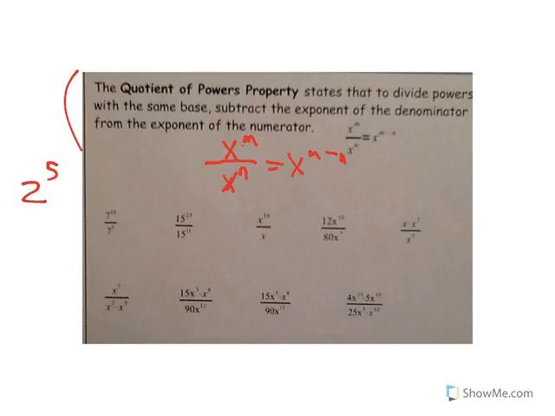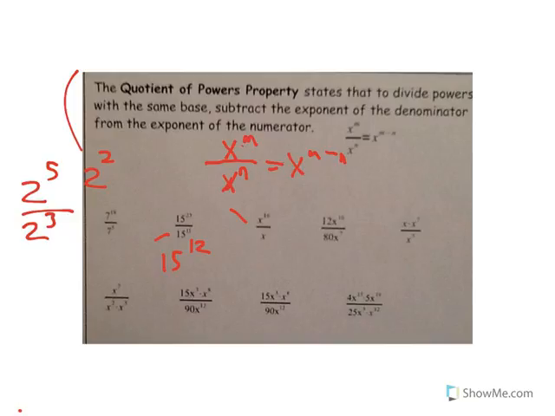And so I'll just give an example here. 2 to the 5th power divided by 2 to the 3rd power is just going to be 2, because it still is 2, and then 5 minus 3, so it's 2 squared. So that's how it works. I think this one's pretty easy to see. 15 to the 23rd power divided by 15 to the 11th power is just going to be 15 to the 12th power.